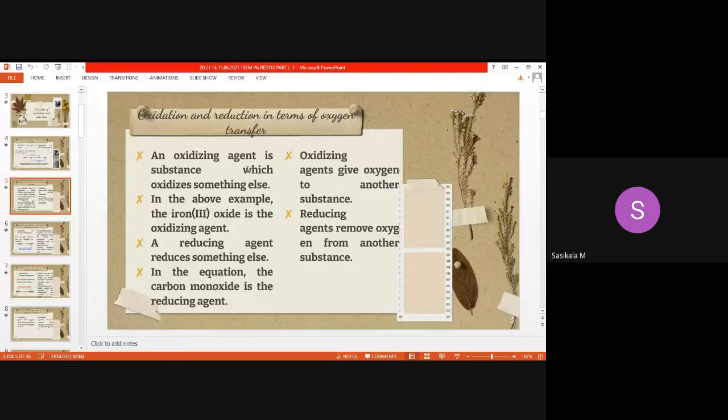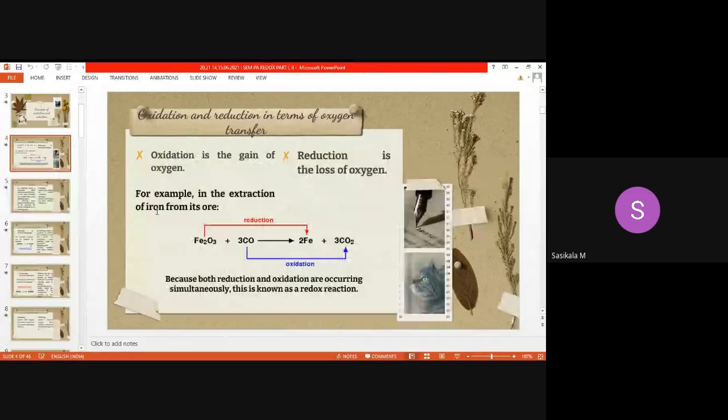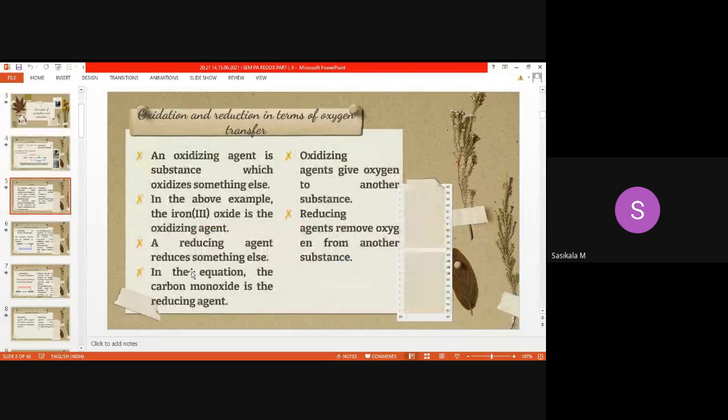From this we have to learn what an oxidizing agent and a reducing agent are. When oxygen is lost or gained, what is the reagent called? Ferric oxide will be called what, an oxidizing reagent or a reducing reagent? We should know this clearly, because only then can you select reagents for oxidation and reduction during the titration process. So this part is very important while selecting an oxidizing agent and a reducing agent.